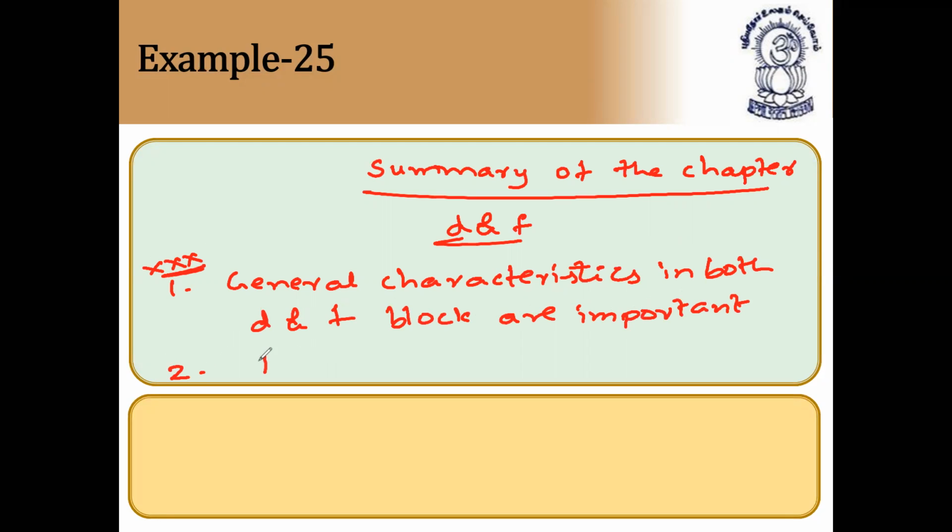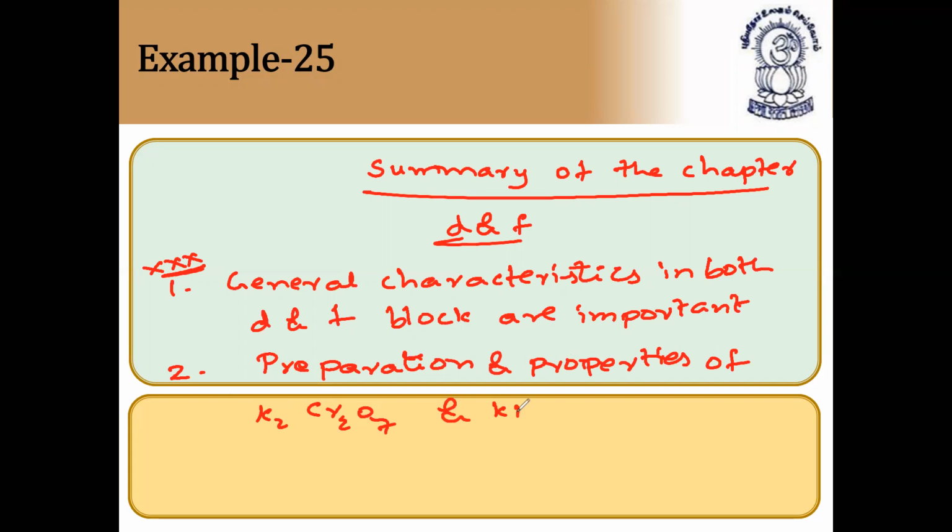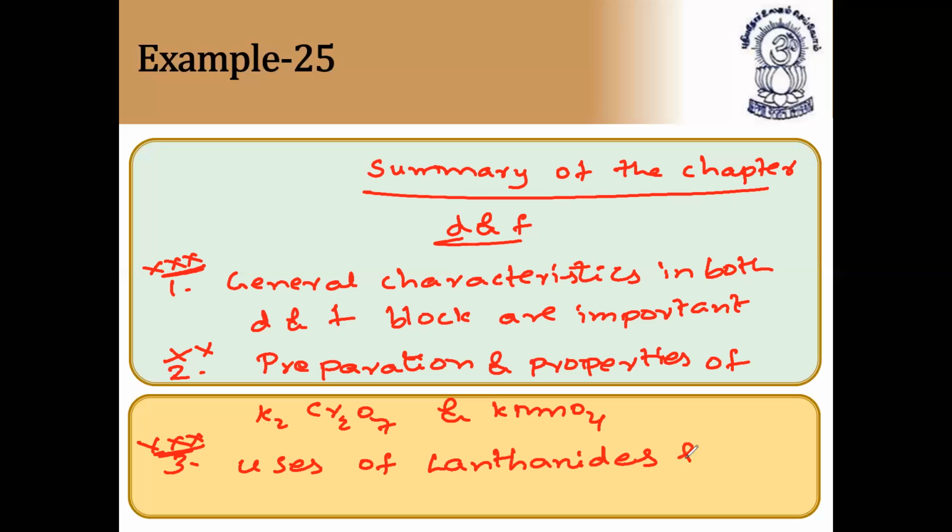Second, we have preparation and properties of K2Cr2O7 and KMnO4, as these two are good oxidizing agents. This is only 2 stars I'm giving. Next we have uses of lanthanides and actinides, which is most important. Like mixed metal, it can form an alloy: 95% lanthanides and 5% iron. So the uses of lanthanides and actinides are important.